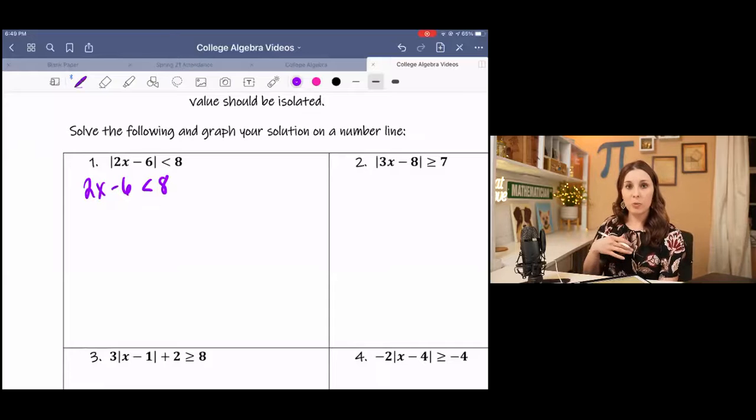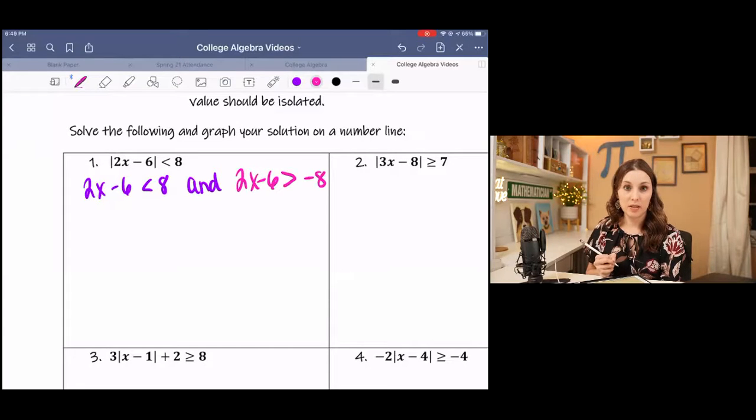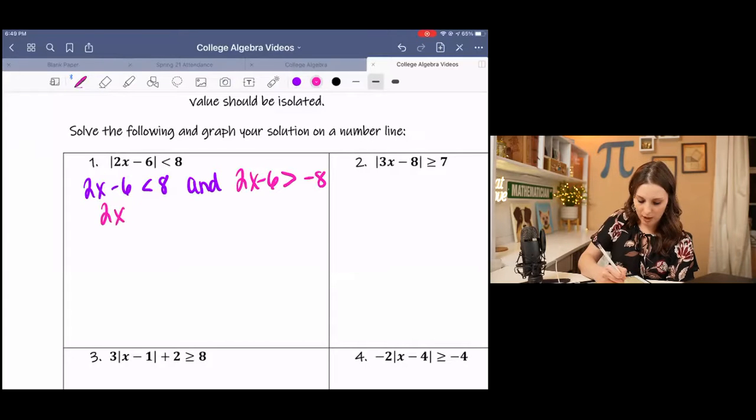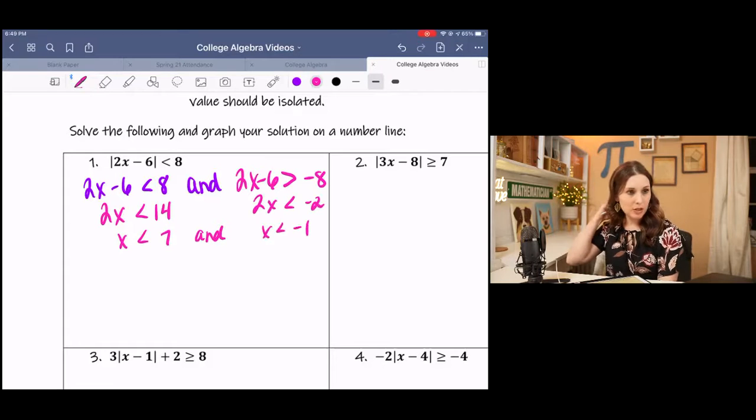So less than represented intersection, which represents and. And then our second case, we flip the inequality, change the sign. And now you'll solve both cases separately. We'll add 6, divide by 2, add 6, divide by 2. And we have these two different cases, but it is an intersection.